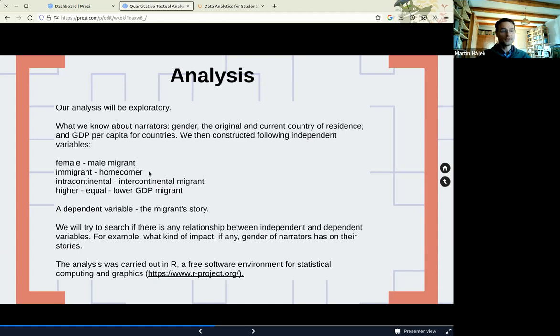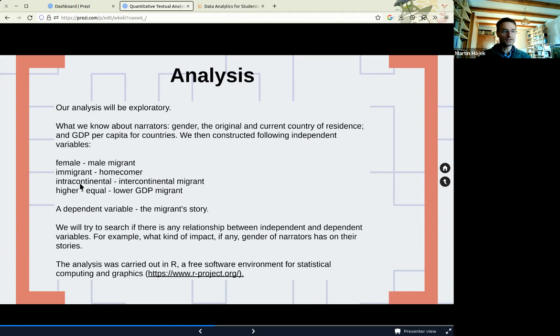Immigrants are narrators that left their country and still live in a country other than their own, while homecomers are people who left their country, but after some time, one month or ten years, they return to their home country again, and they tell the story of a homecomer, not the story of a migrant. And we can ask if there is any difference between people who still are in the host country and people who return to their home country again.